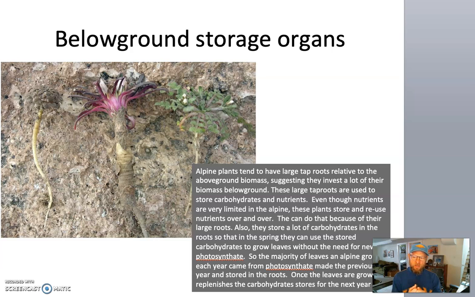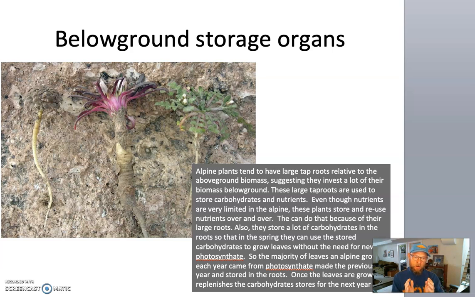They also use these roots for carbohydrate storage. And typically what they do is during the growing season, most of their photosynthate that they fix goes toward storage. So they store a bunch of carbohydrates below ground. Winter comes, they go dormant. In the spring, remember, they have a very short growing season.